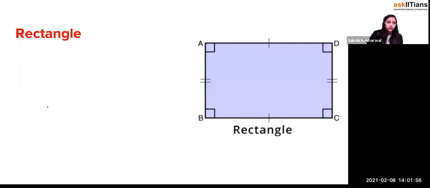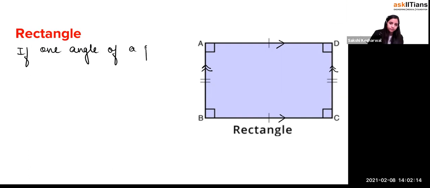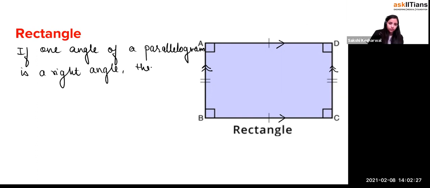Coming to a rectangle. What is a rectangle, right? If you see, again, this is what? A parallelogram. Opposite sides are what? Parallel. Yes or no? So what is a rectangle? It says that if one angle of a parallelogram is a right angle, then it is called a rectangle, right?